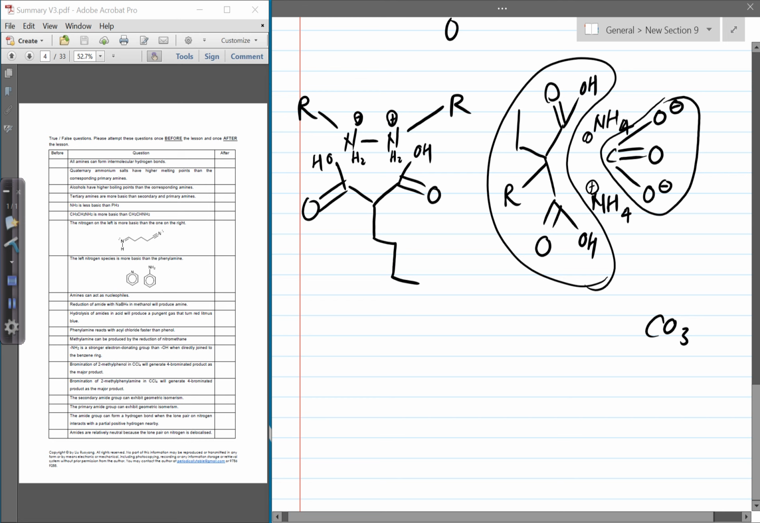Sorry, H2CO3, since it's acidic conditions, right? If it's basic conditions, this is acidic, right? If it's basic conditions, then you'll be CO3 2 minus, right? So take note.